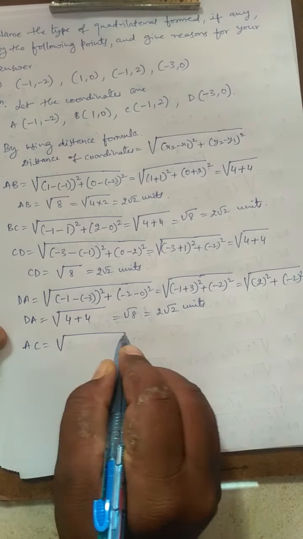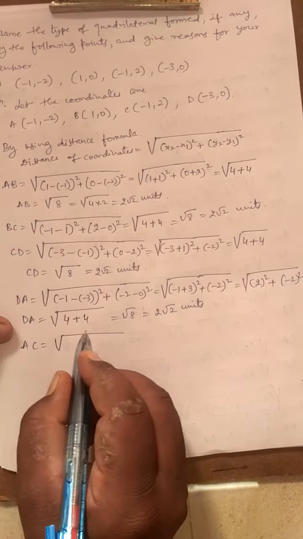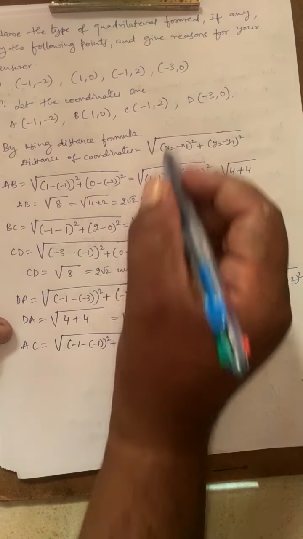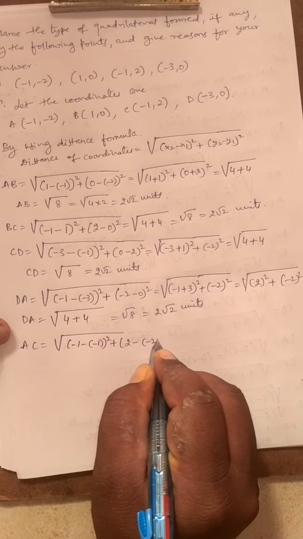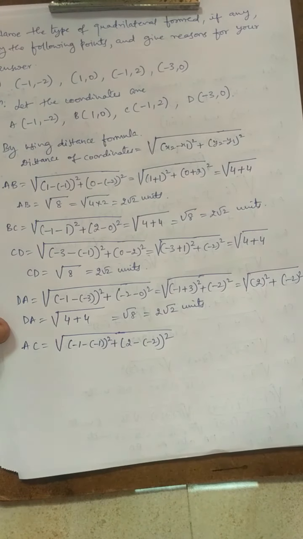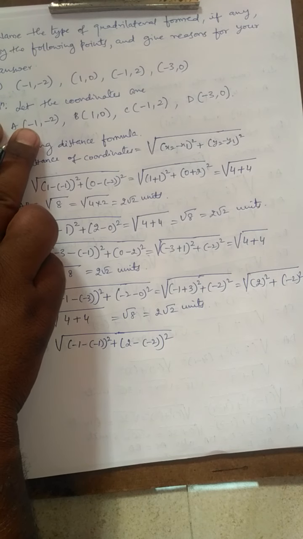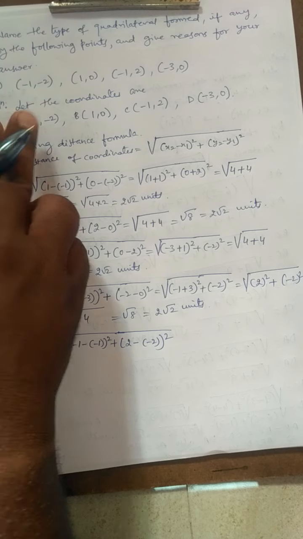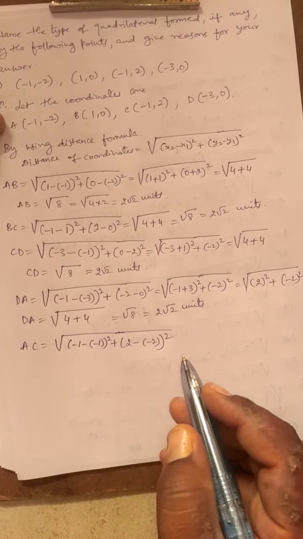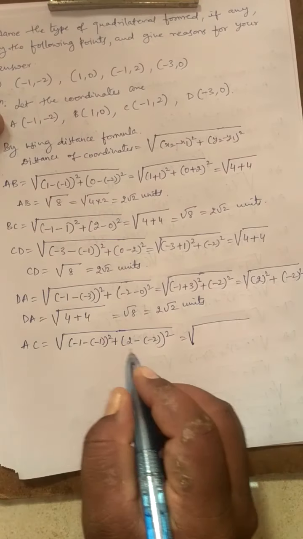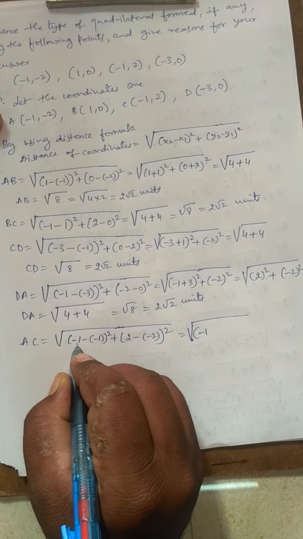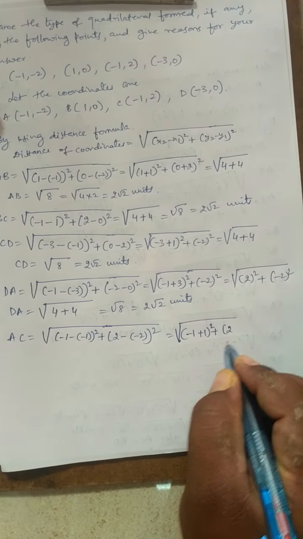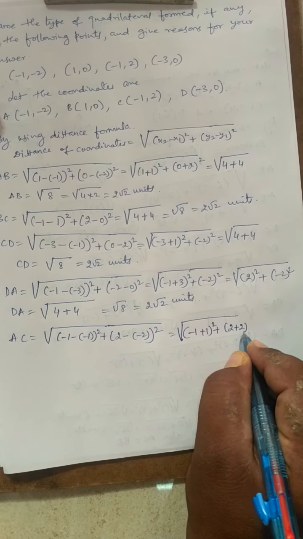AC is equal to, how to find AC? This is the first coordinate, this is the second coordinate. So (-1 minus of -1) whole square plus (2 minus of -2) whole square. Like this you have to write: x2 minus x1 whole square plus y2 minus y1 whole square. Like that I wrote. So this is equal to under root: minus 1, the first minus 1 I wrote as it is, here minus 2 minus minus 1 becomes plus 1 whole square, plus this 2 as it is, minus minus 2 becomes plus 2 whole square.